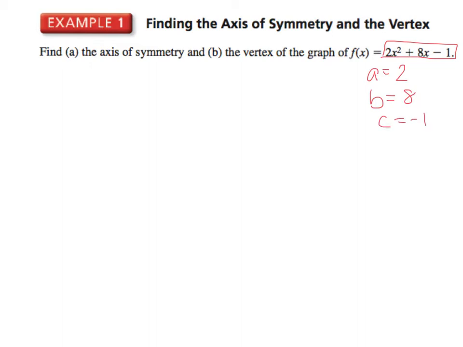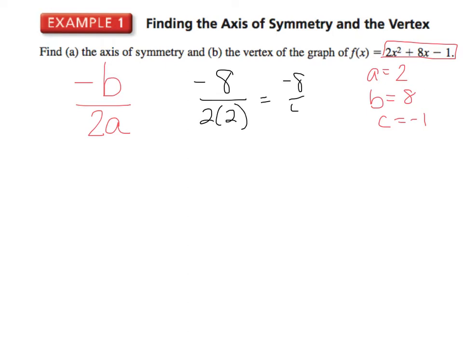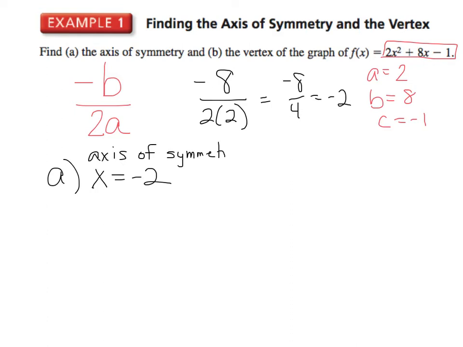So the first thing you do is use the formula negative b divided by 2a. I plug in my values. b is 8, so I'd have negative 8 divided by 2 times 2, which would give me negative 8 divided by 4, which would give me negative 2. So right off the bat, we know the axis of symmetry is x equals negative 2. Done. That's the axis of symmetry. And I'm actually going to label that. Axis of symmetry. There we go.